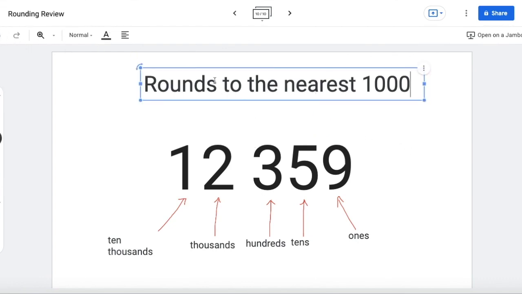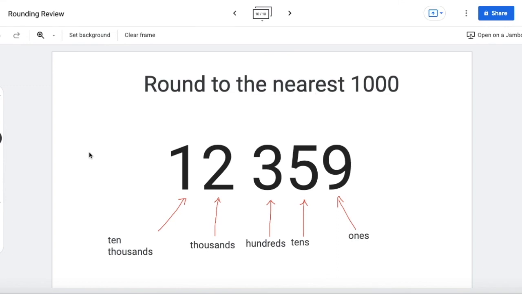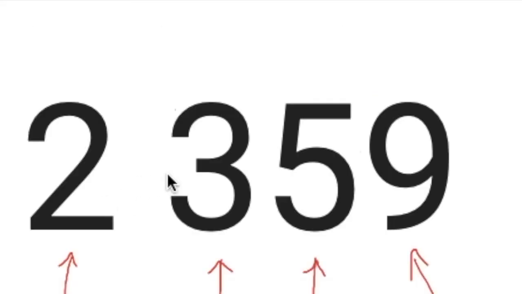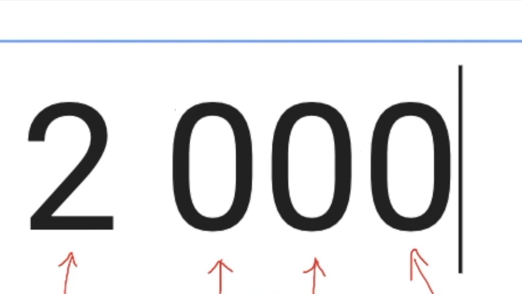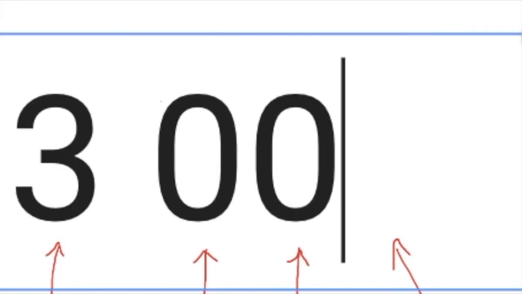But what happens if we're not asked to round to the nearest 10? What happens if we're asked to round to the nearest 1,000? Well, all of a sudden, this changes. We are concerned about the thousands place value. If you look here, we've got 12,359. The 10 from 12,000 in 10,000s, we don't care about it, won't change. But what we want to know is if the 2 in the thousands place value is going to change to 2,000 or if it's going to change to 3,000.